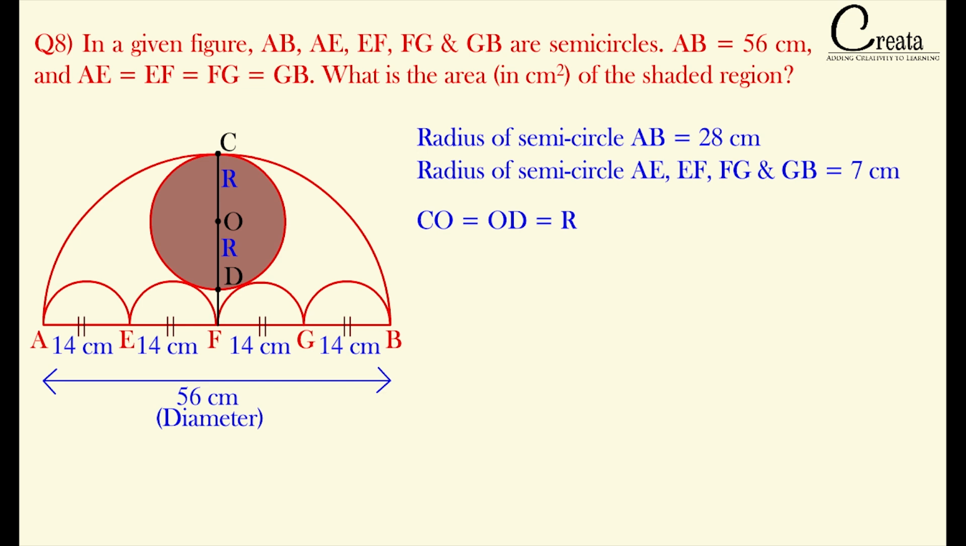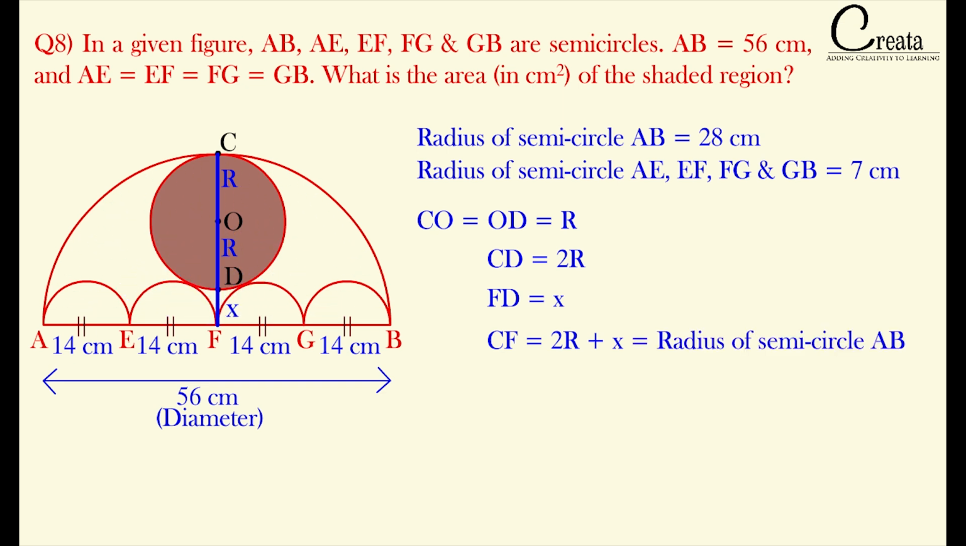Moving further, we got CD, that is the diameter of the circle, as twice of R. Further, let's also assume FD, that is this line segment, as X. So this complete length, that is CF, will be equal to twice of R plus X. And CF is also the radius of the semicircle, and we have calculated the radius of the semicircle as 28 cm. Okay, got it. The radius of the semicircle is 28 cm, that is CF is equal to 28 cm. So we got 2R plus X is equal to 28 cm.